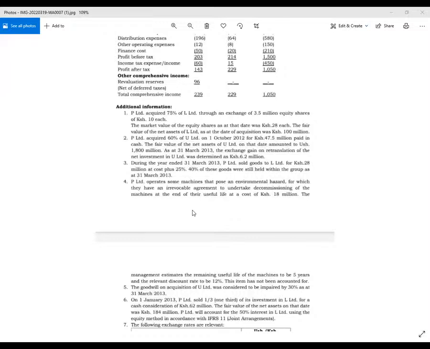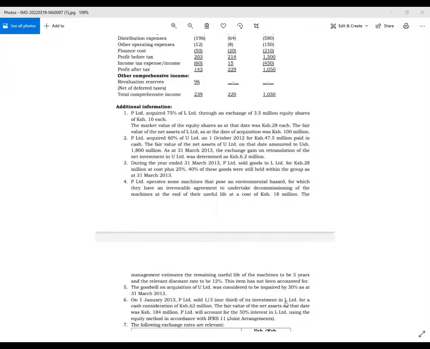P Limited operates some machines that pose an environmental hazard for which they have an irrevocable agreement to undertake decommissioning of the machines at the end of their useful life at a cost of Kenya shillings 18 million. The management estimates the remaining useful life of the machines to be 5 years and the relevant discount rate to be 12%. The item has not been accounted for.